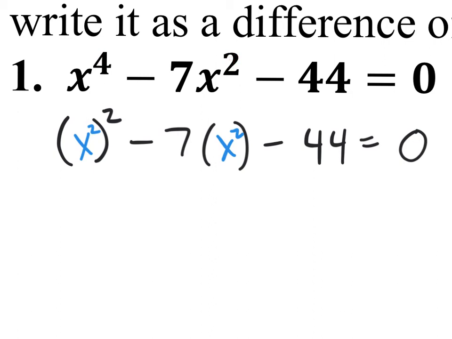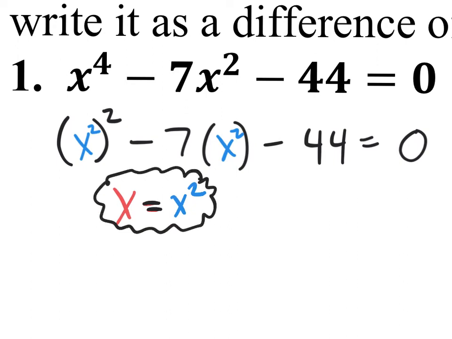Okay. Now, this is what might help some of us, where you take, I'm going to put a red x to represent that x squared. And I'm going to put this in a cloud. I want to take a red x to represent that blue x squared. Now, why would I do that? Just so it'll look like a nice, beautiful quadratic trinomial.